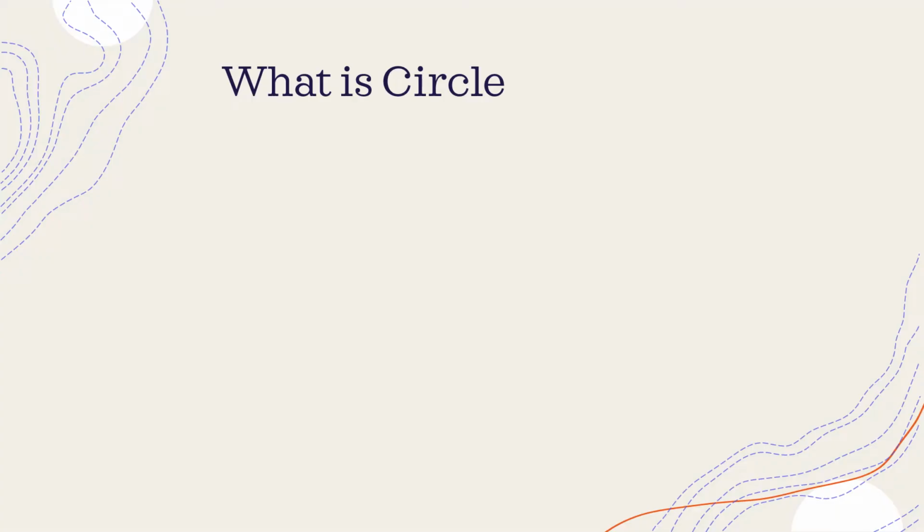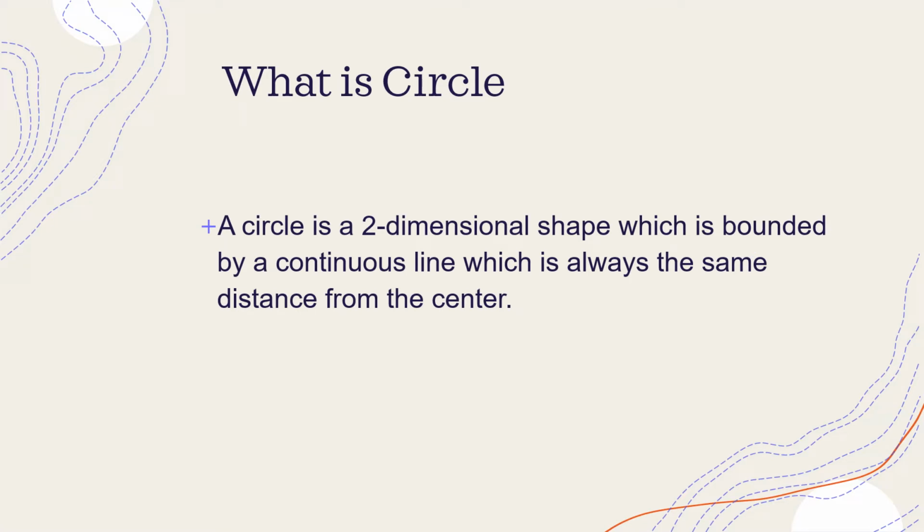What is a circle? Circles appear everywhere in maths and around you. Mathematicians just can't get enough of them. A circle is a two-dimensional shape which is bounded by a continuous line which is always the same distance from the center. Here we are going to introduce a few of the terms used to describe parts of the circle, and then we are going to look at calculating the area and the circumference or perimeter of a circle.